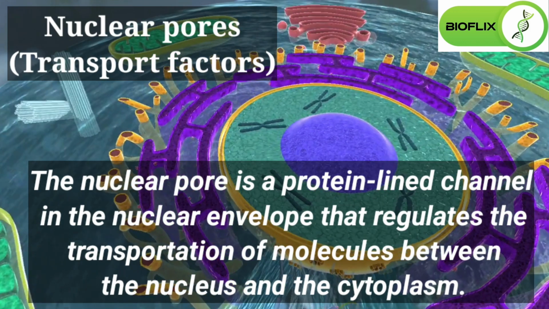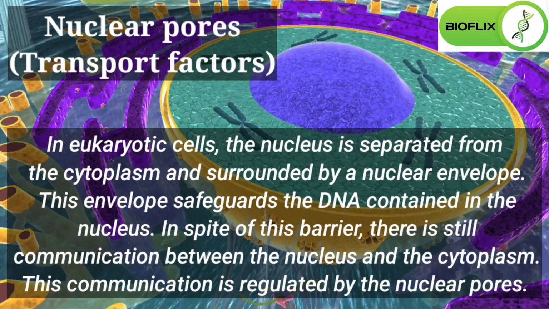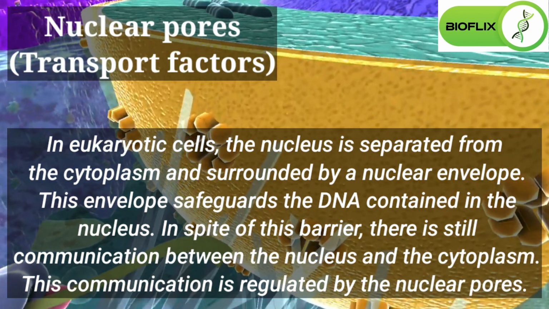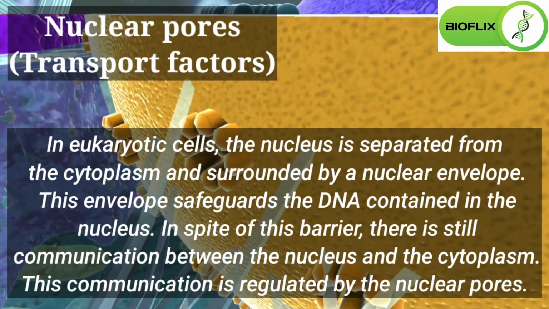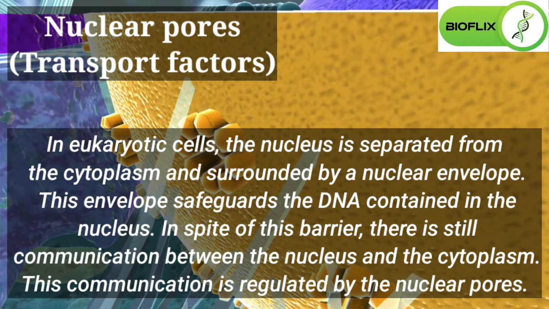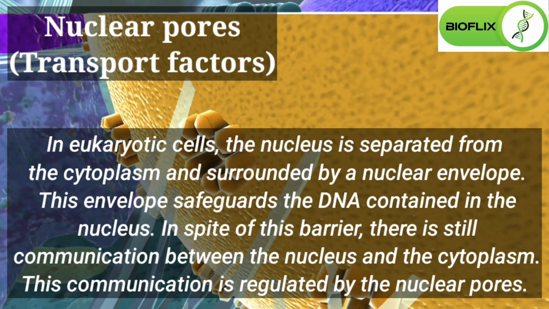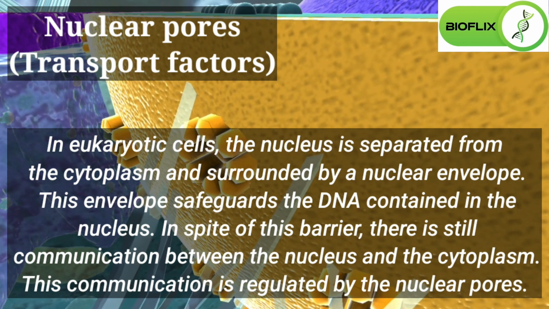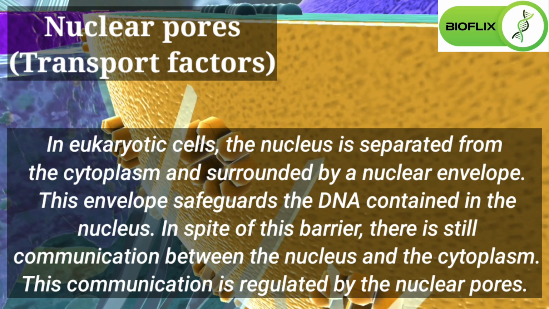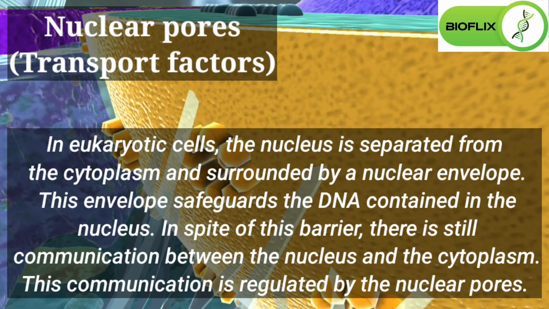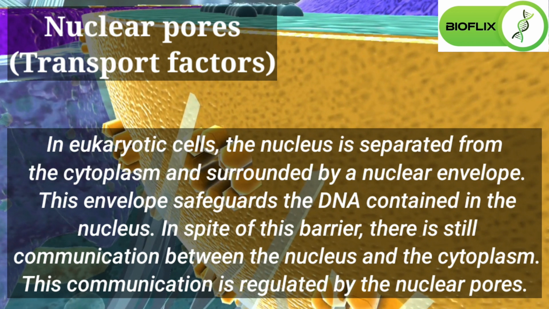and the cytoplasm. In eukaryotic cells, the nucleus is separated from the cytoplasm and surrounded by a nuclear envelope. This envelope safeguards the DNA contained in the nucleus. In spite of this barrier, there is still communication between the nucleus and the cytoplasm. This communication is regulated by the nuclear pores.